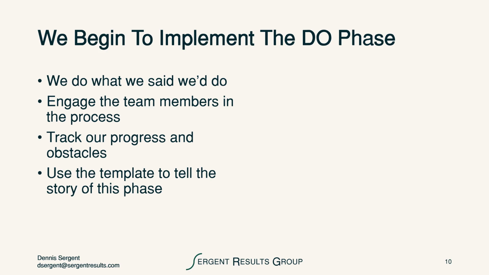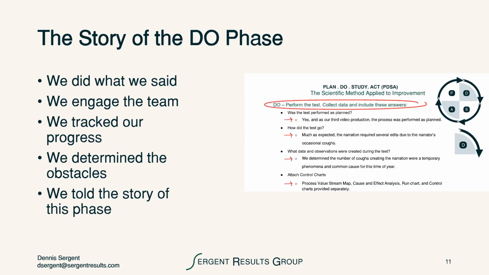This telling of the story is how we discipline ourselves to write down what it is we thought we would do, what we did, and then the discipline is that when we have the paper record staring us in the face, we don't get to change our mind and say, oh, well, I really intended to get what I received. It's an opportunity to keep ourselves really focused on what did we think and what did we learn. So the story of the do phase is exactly what we said before. For our other phase, we simply answer the questions by, we did what we said we'd do, we engaged the team, we tracked our progress, we determined the obstacles, and we tell this in the story of the do phase.